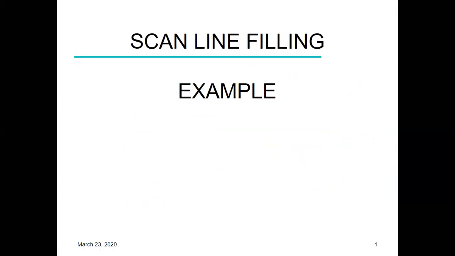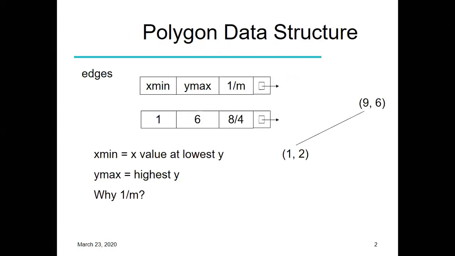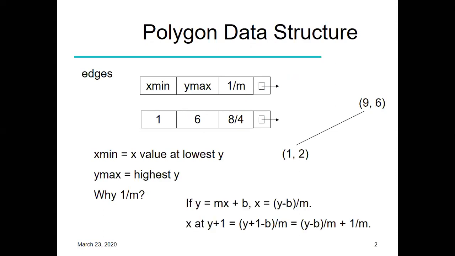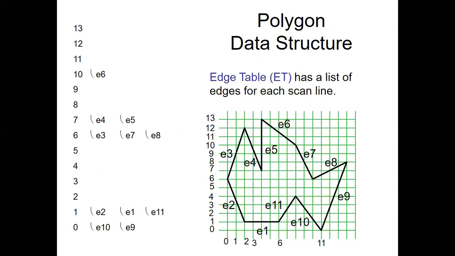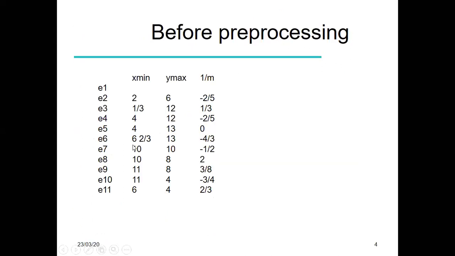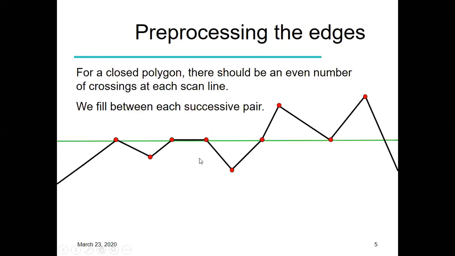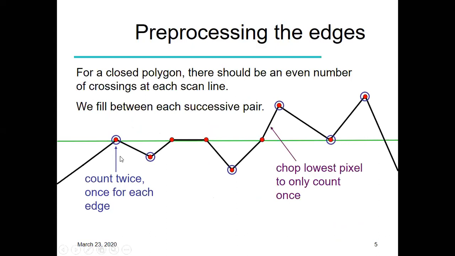A quick two minutes and we will conclude this. So this is the mathematics: x min, y max. This is not the mathematics; this is the scanline bucket. That is x min, y max, 1 by m, and this is my polygon. These are my edges. These are my before pre-processing stuff, x min, y max, 1 by m, and these are my prerequisites. A conjoined edge, count it as twice, and the lower one to upper one, or the upper one to lower one, chop it. The next one is whenever you have a horizontal edge, delete it.